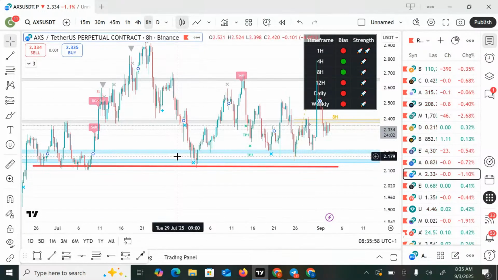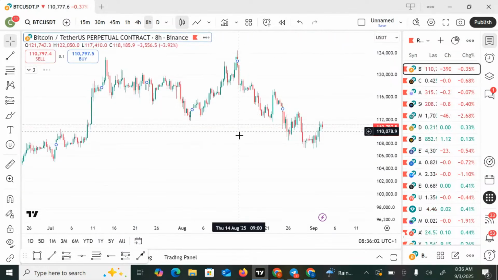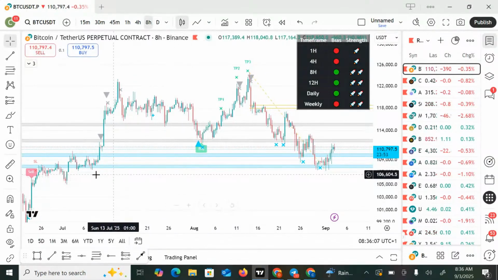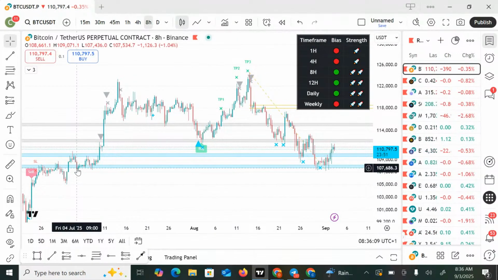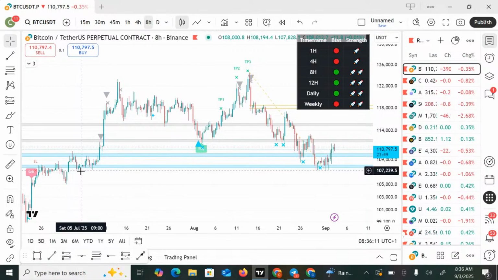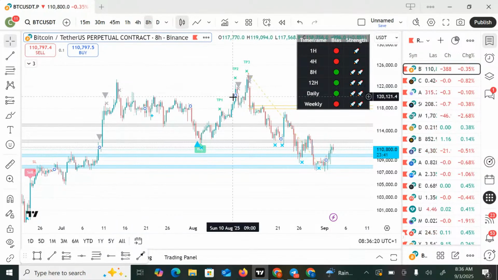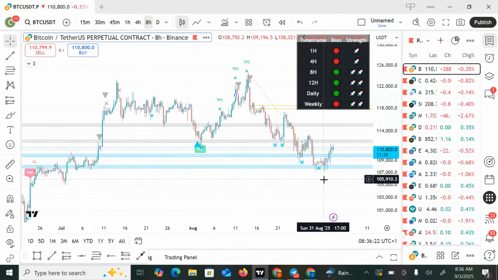Let me even go to Bitcoin. Let me search for Bitcoin. This is BTC now on an 8-hour time frame. Can you see that this is a strong support here? Each time Bitcoin got to this place, it went back up. You can wait for it to come back again. This is a support to go back up.